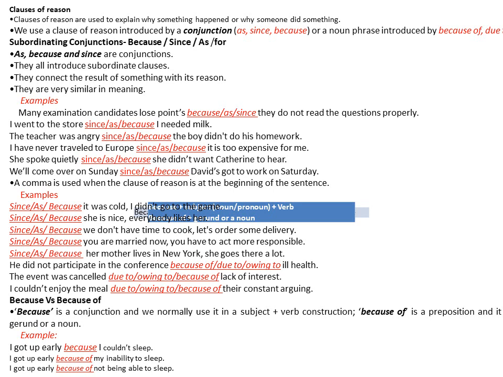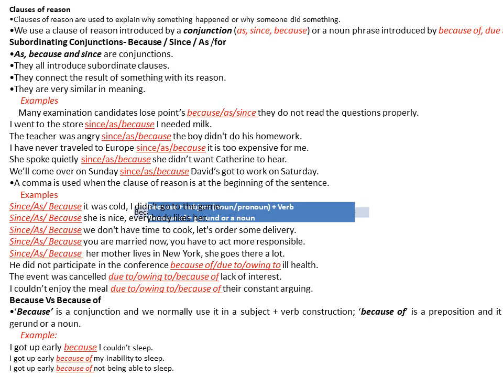They all introduce subordinate clauses. Secondly, they connect the result of something with its reason. Thirdly, they are similar in meaning. Example: many examination candidates lose points because, since they do not read the question properly.